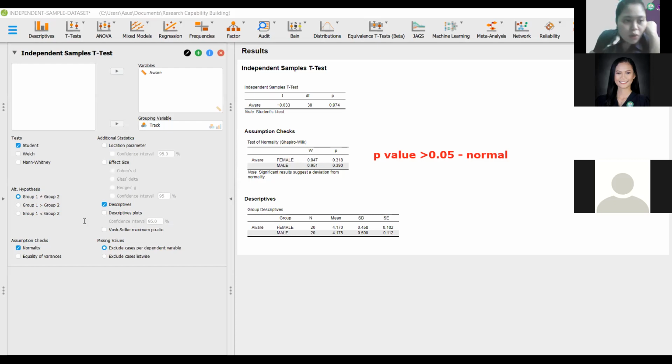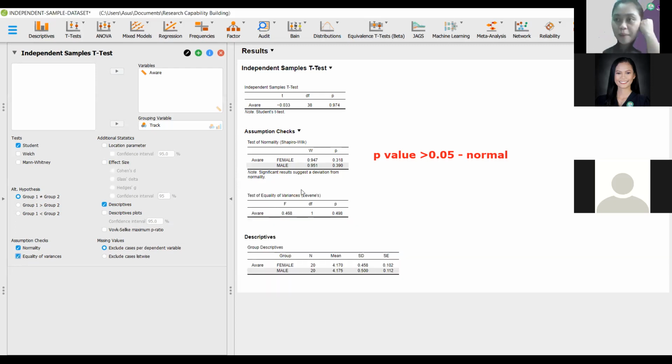Normally distributed. While the second one is the equality of variance. Para ma-check lang talaga natin if tama ba yung paggamit natin ng independent sample t-test. Okay? Kasi again, parametric test ito. So we have here, p-value is 0.498. So parehas class sila ng decision rule. If the p-value for the Levene's test is greater than 0.05, then the variances are equal. So this one, 0.498, it's greater than 0.05.